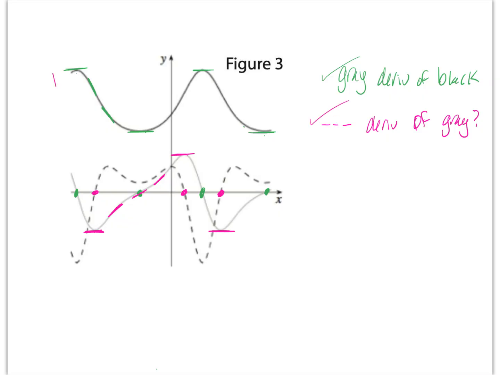Okay, so that means that this would have to be F, and gray would be F prime, and the dashed would be F double prime.